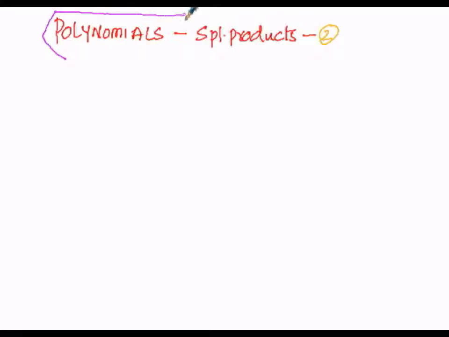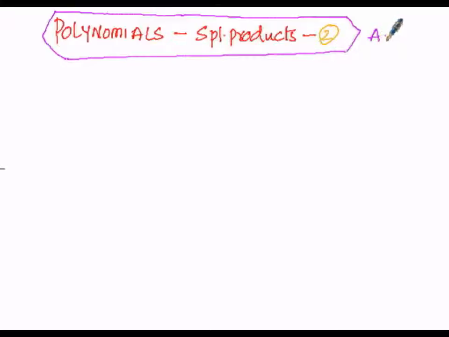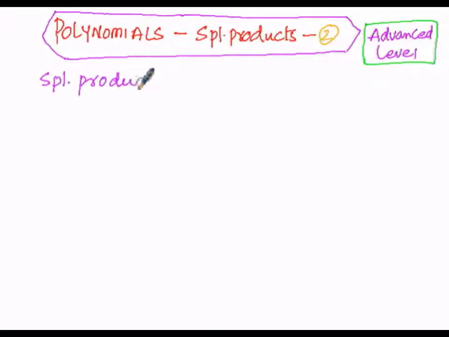So here, while finding the multiplication of certain polynomials, we will utilize the special products. Here in this case we are using the special products of group 2, in which there are a cube plus b cube and a cube minus b cube. So the special products which we are going to utilize are of group 2.